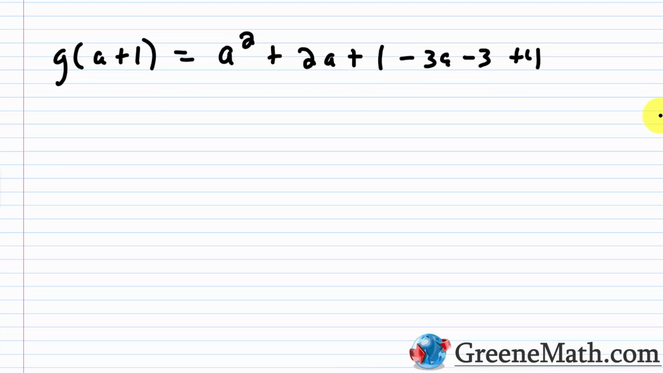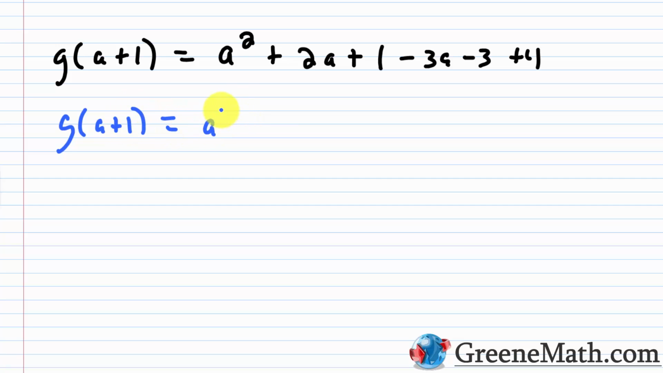Very easy. Whatever they're giving you inside the parentheses, just plug it in for the independent variable. In this case, it's x, but it could be any situation that you're given, right? Whatever the independent variable is of that function, plug it in. So now I'm going to simplify. So g of a plus 1.